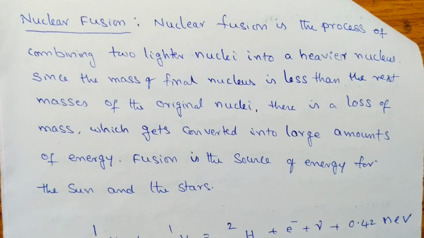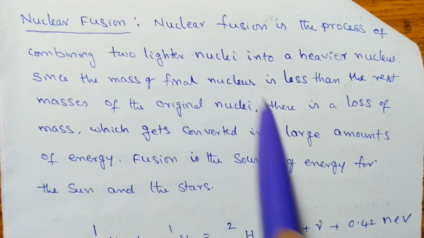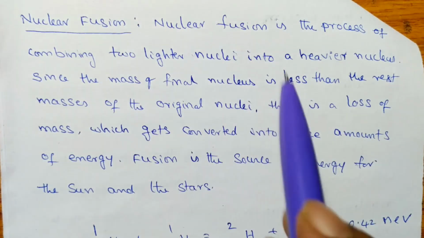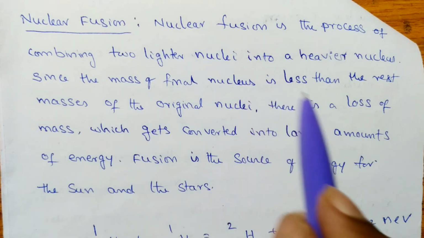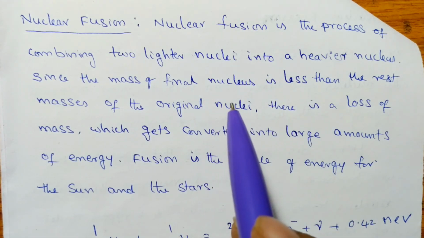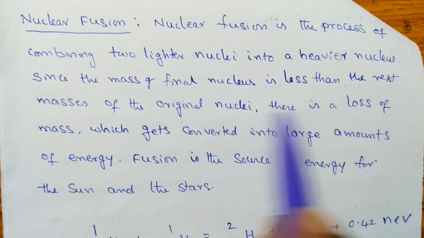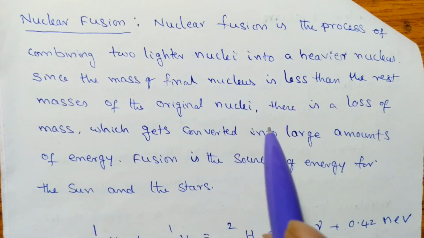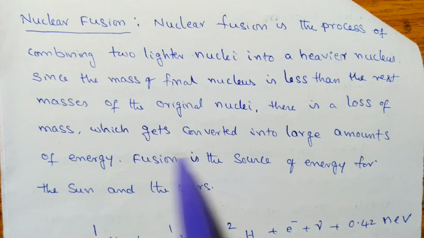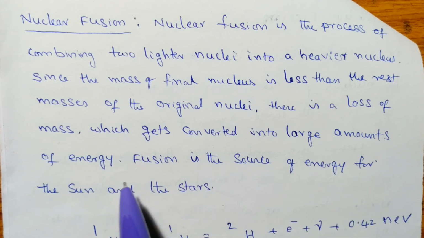This is nuclear fusion, which is quite opposite to nuclear fission. In nuclear fission, a heavy nucleus splits up into small nuclei, but here small lighter nuclei are combined to form a heavy nucleus. The heavy nucleus mass is less than the rest masses of the original nuclei. Then the loss of mass gets converted into a large amount of energy. The best example for nuclear fusion is the sun and stars.